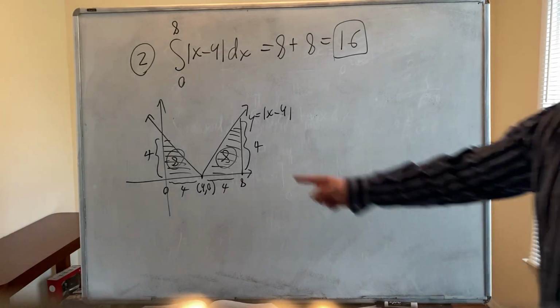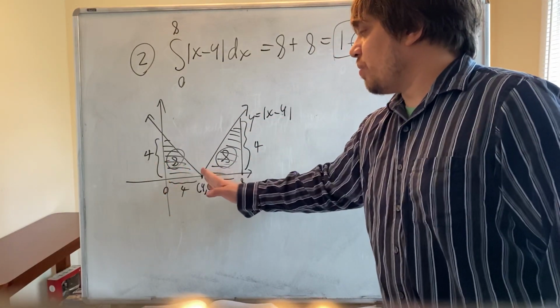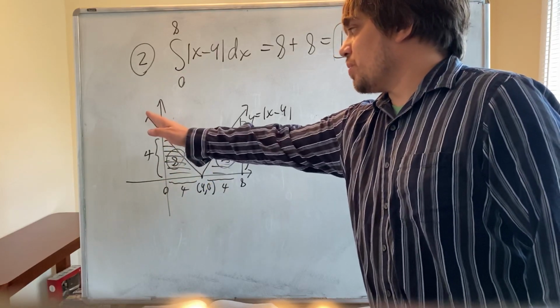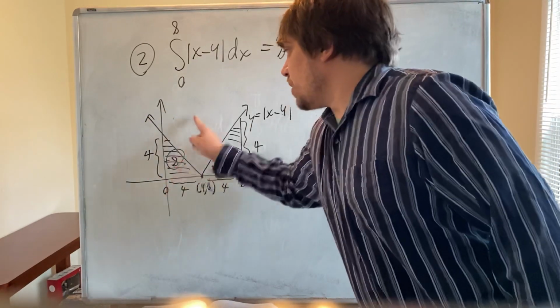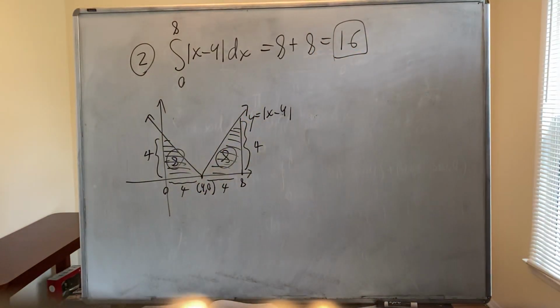Again, y equals the absolute value of x minus 4 is just a translation to the right by 4 units of y equals the absolute value of x, which would be here. You move it to the right 4 units, and it looks like that. So that's number 2 on the practice final.